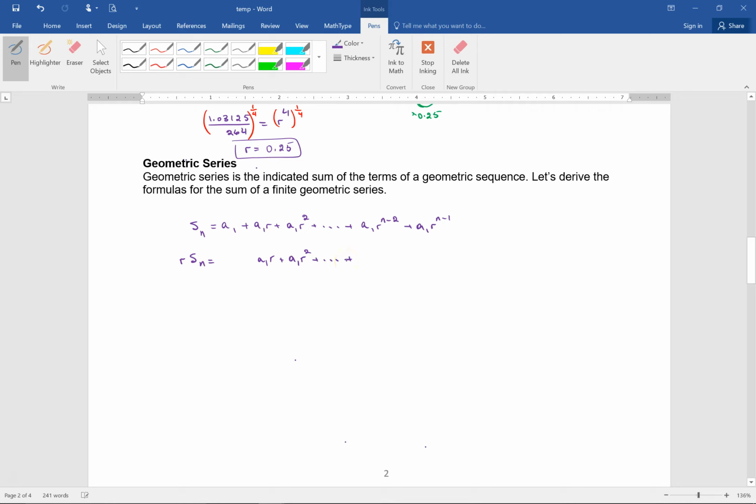Okay? And then here, I get A1 R n minus 2 plus, what happens if I multiply this one by R? I get A1 R n minus 1. What happens if I multiply this by R? Times R, that's to the power of 1. What do I get? R to the power of n. So the last term here is A1 R to the power of n.